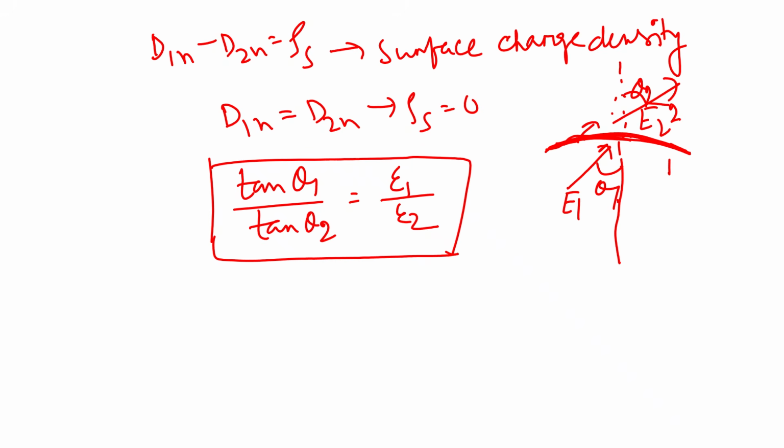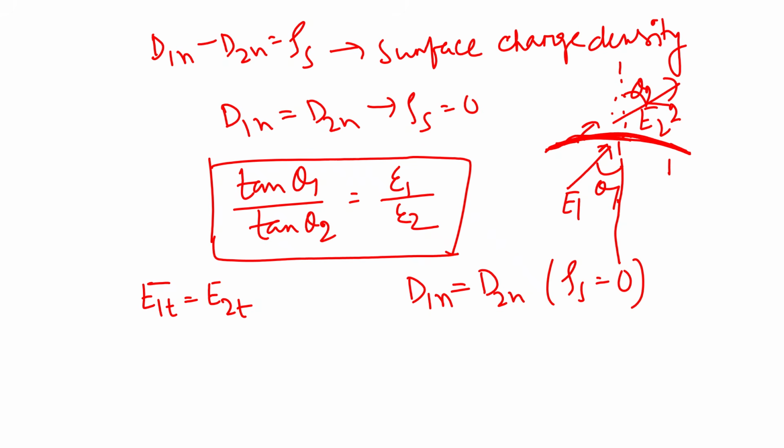Okay, so what we have learned from this boundary condition for electric field is that the tangential component of electric field is continuous at the boundary, and the normal component of electric flux density is continuous at the boundary, provided the surface charge density is equal to 0. Similarly, we can prove that the normal component of electric field in medium 1 will not be equal to the normal component of electric field in medium 2.